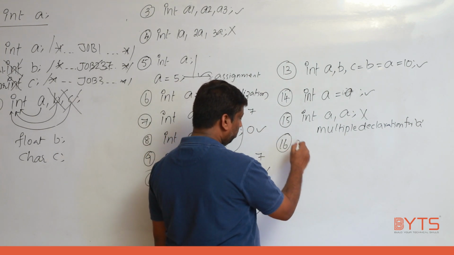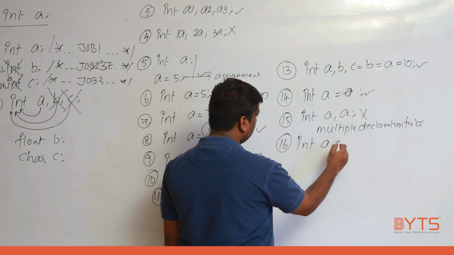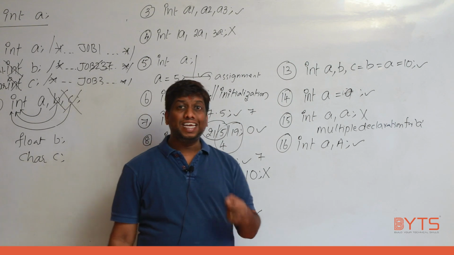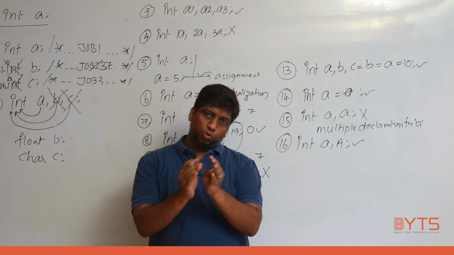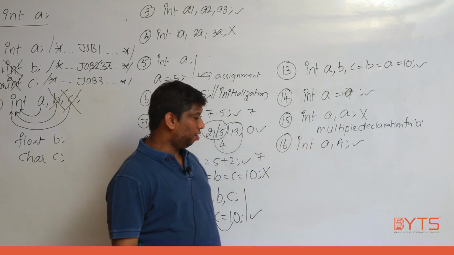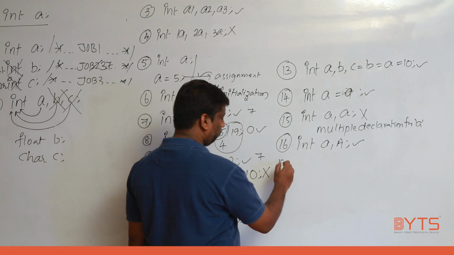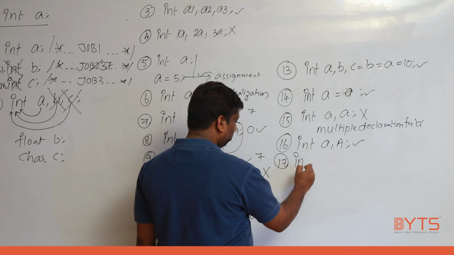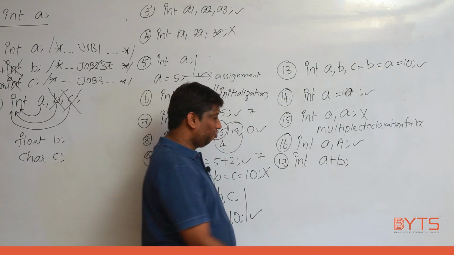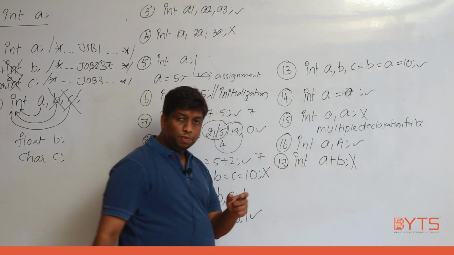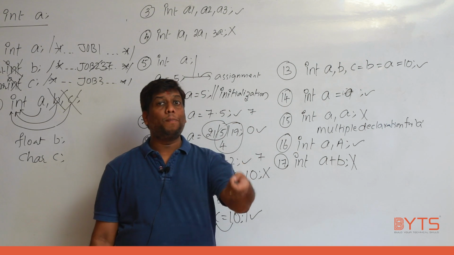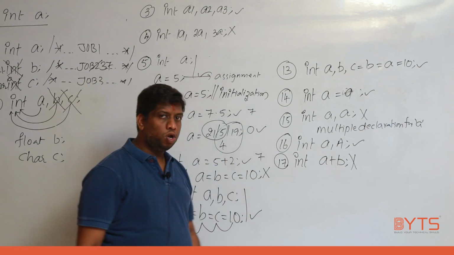Now int a, A. Is this valid or not valid? Valid. Why? C language is case sensitive. Means what? Small a means small a, capital A means capital A. Okay. Both are different names anyway. Okay. Next, 17th one. int a+b. Is this valid or not valid? Not valid. Why? A variable cannot have operators. A variable cannot have operators.